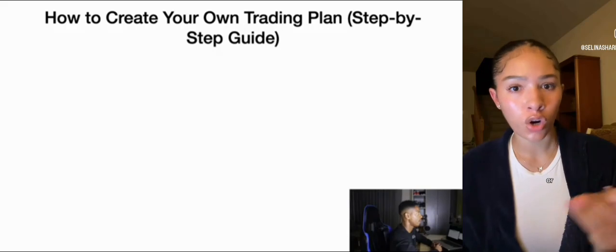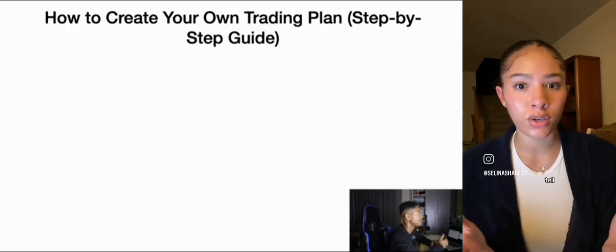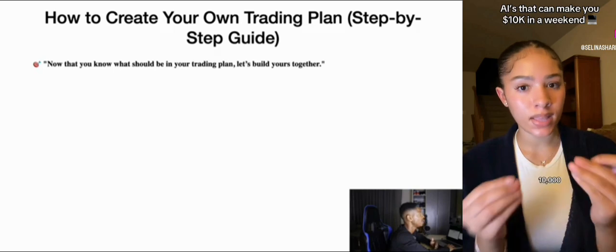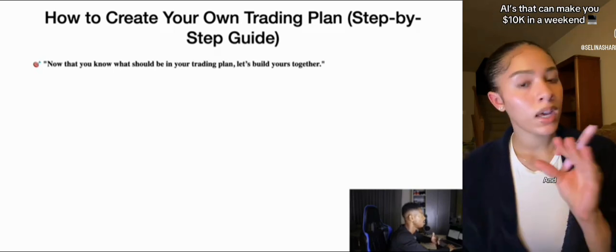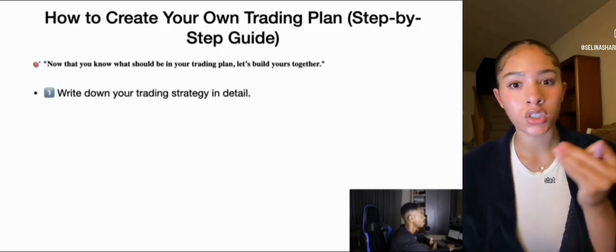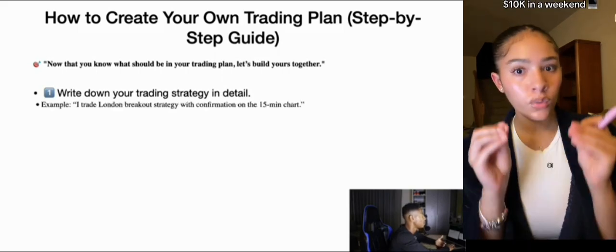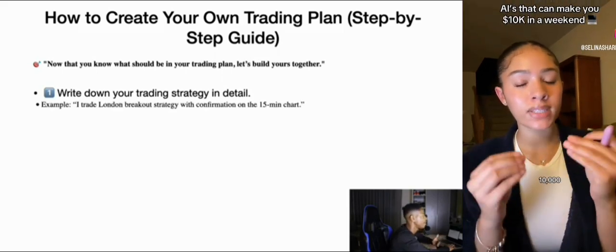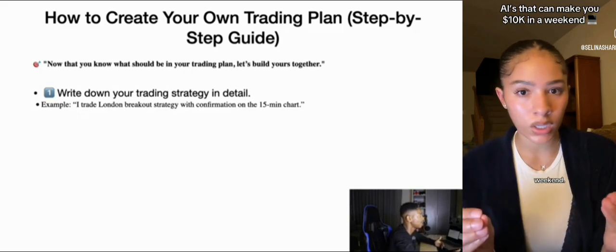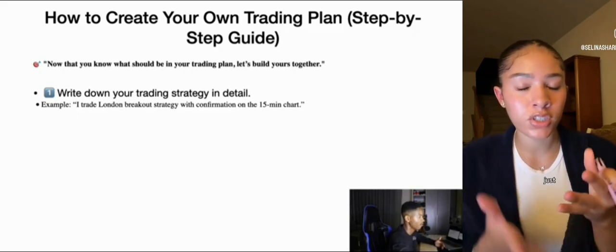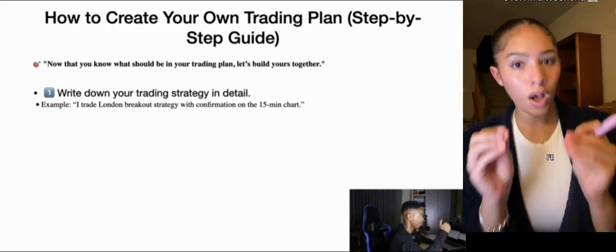So now let us speak a bit more about how to create your own trading plan in a step-by-step guide. Now that you know what should be in your trading plan, let's build yours together. The first thing is to write down your strategy in detail. Example, I trade London breakout with confirmation on the 15-minute chart. So you're able to write it down in detail. London breakout strategy with confirmation on the 15-minute. That's a simple, detailed example of a strategy.